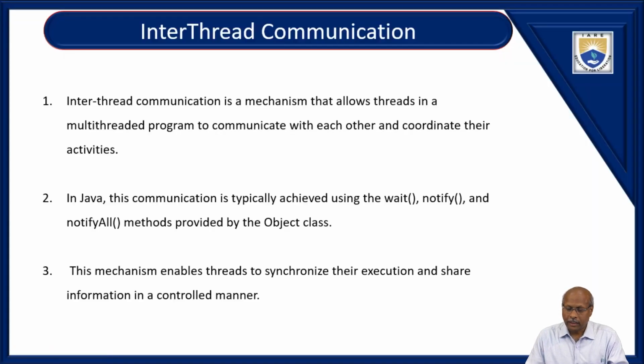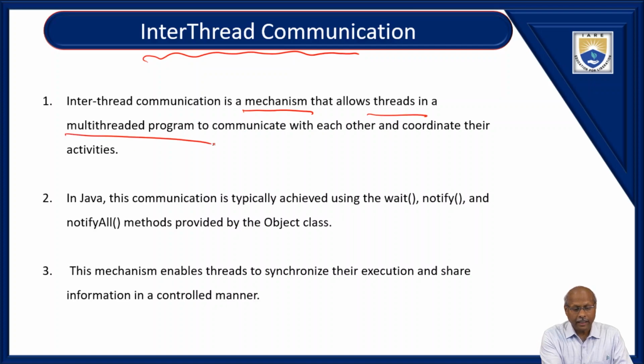So what is our topic? The topic is inter-thread communication. How two threads can communicate with each other in a cooperative way. Inter-thread communication is a mechanism that allows threads in a multi-threaded program to communicate with each other and coordinate their activity. So, a common resource should be utilized by multiple threads. In Java, this communication is typically achieved through the methods called wait, notify and notifyAll.